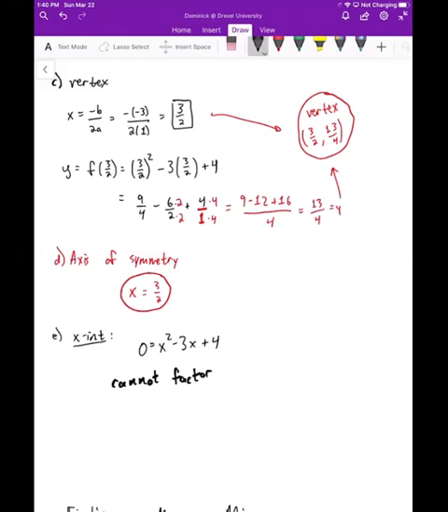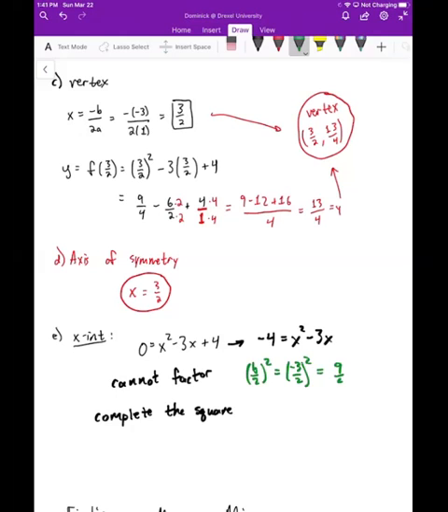Let's, for fun, we'll do completing the square just for something different. So I'll move my negative 4 over, and we'll get negative 4 is equal to x squared minus 3x. So now my b over 2 squared is negative 3 over 2 squared, which is a 9 over 4. So that's what I need to add to both sides. So 9 over 4, and then 9 over 4.